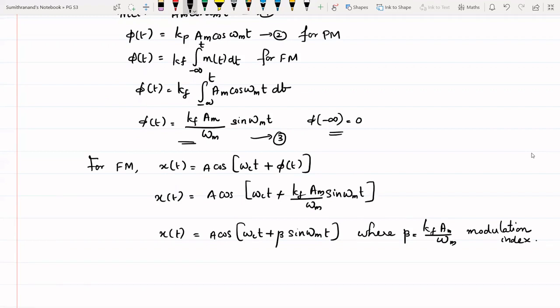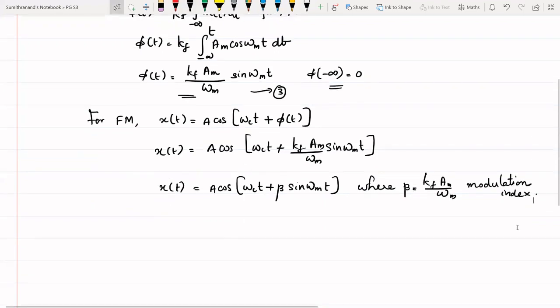So the parameter beta, the modulation index, represents the maximum phase deviation produced by that modulating tone. Let this be equation number 4.